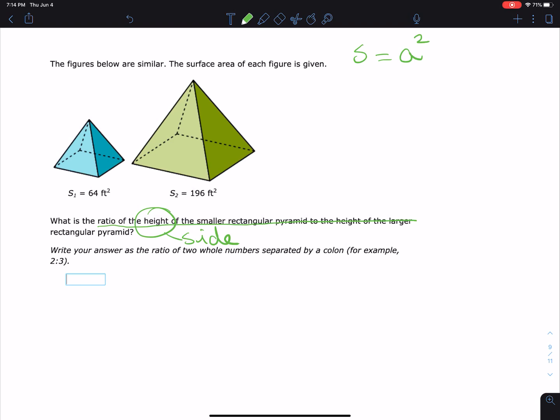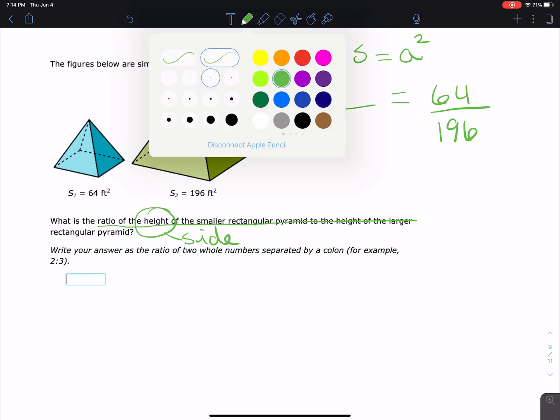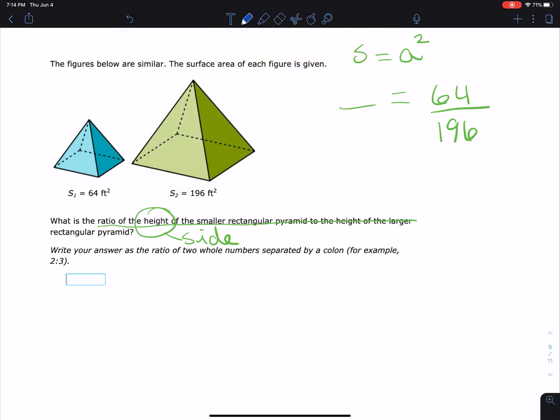So what they're giving me is 64 over 196, and that's the area ratio, and they want the side length ratio. So currently that's squared, so I'm going to square root it to get it into the side length ratio. Square root of 64 is 8, and the square root of 196 is 14. And then always reduce, so this would become 4 over 7, which they want to see separated by colons. So this would be a 4 to 7 ratio.